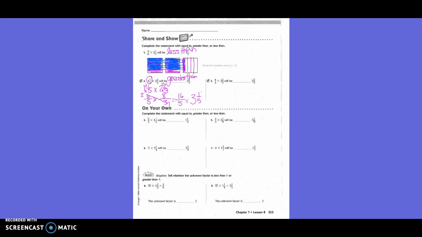So now we have 4/5 times 2 2/5 will be something either equal to, greater than, or less than 2 2/5. So what do we have on both sides there? 2 2/5. So what are we going to be looking at? 4/5. And we need to decide, is that less than 1, greater than 1, or equal to 1? So what would 4/5 be? Less than 1. So our answer should be less than 2 2/5, right? Okay.